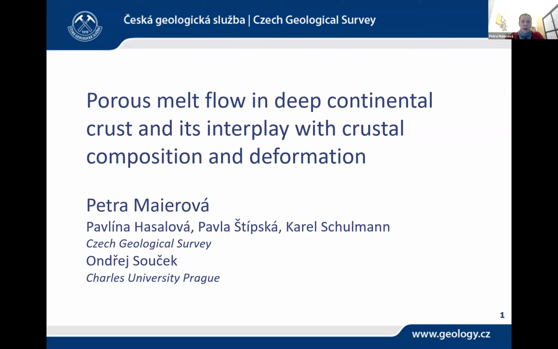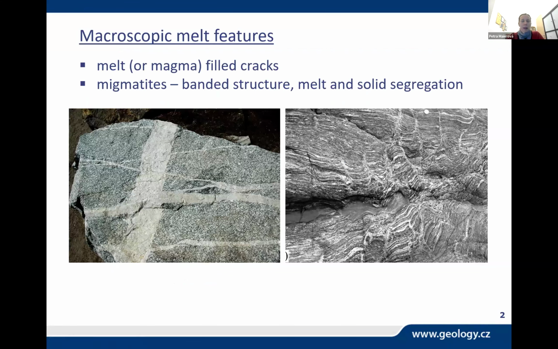Usually when we think about melt transport in the continental crust, we think about brittle structures like cracks that open, they are filled in by melt or magma and form dikes. And this is, of course, very typical, but it's more typical in the upper portions of the crust that are actually prone to brittle fracturing and that are under solidus temperature.